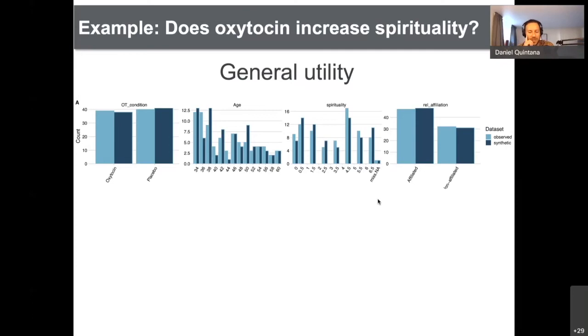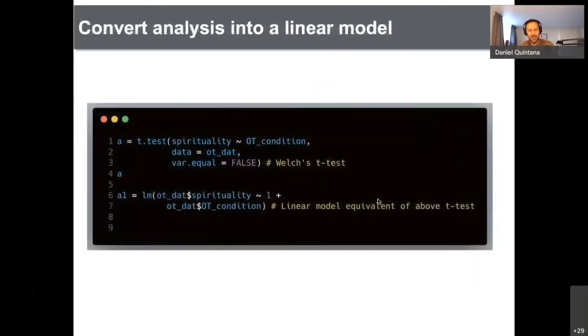Within this particular data set, this was actually an experiment which looked at the question: does intranasal oxytocin increase feelings of spirituality? That was the research question. So that's why there is a spirituality question here. And there's also a question in terms of religious affiliation. So these are the main four variables that we're dealing with. And you can see that there's a high general utility in that the frequencies for all these variables were very similar. So it's always good to eyeball these things when you're creating your synthetic data set.